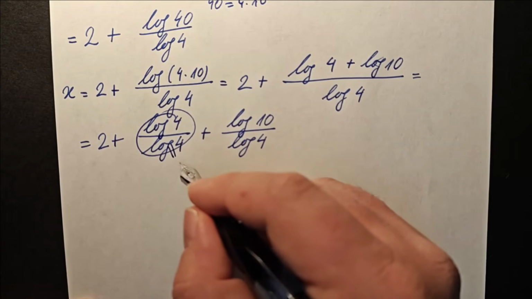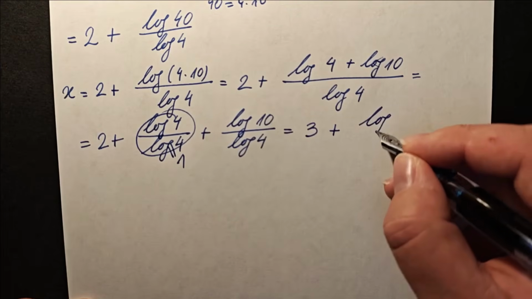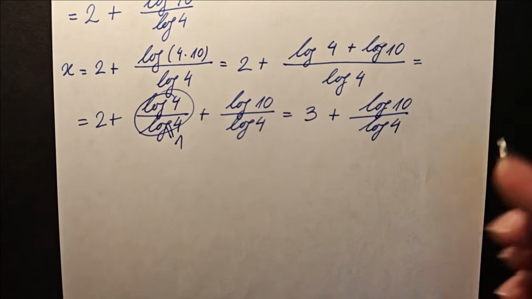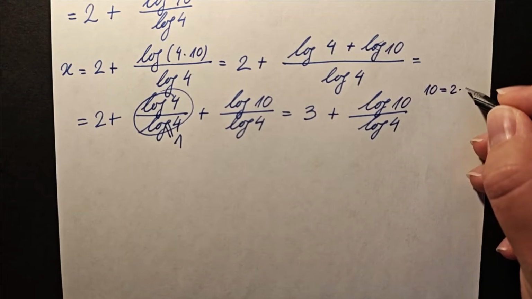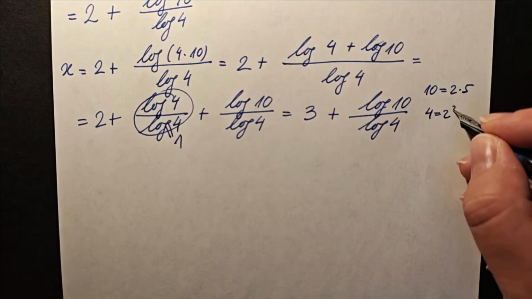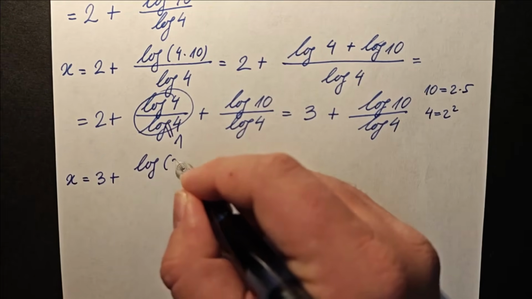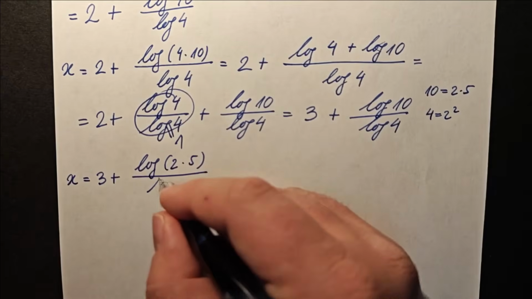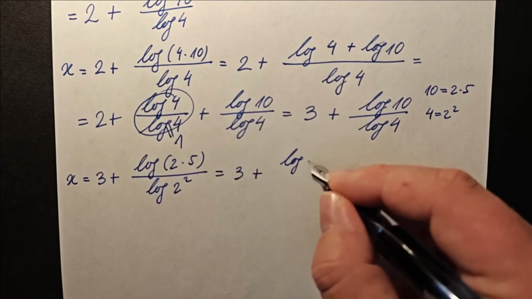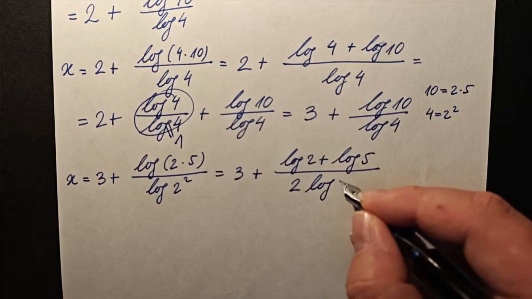And this entire fraction is going to give us the value of 1. So this is 3 plus log of 10 divided by log of 4. The catch here is to express number 10 as 2 multiplied by 5. And of course, we can express 4 as 2 squared. So x is going to be equal to 3 plus logarithm of 2 multiplied by 5 divided by logarithm of 2 squared. So we have 3 plus log of 2 plus log of 5 divided by 2 logs of 2.